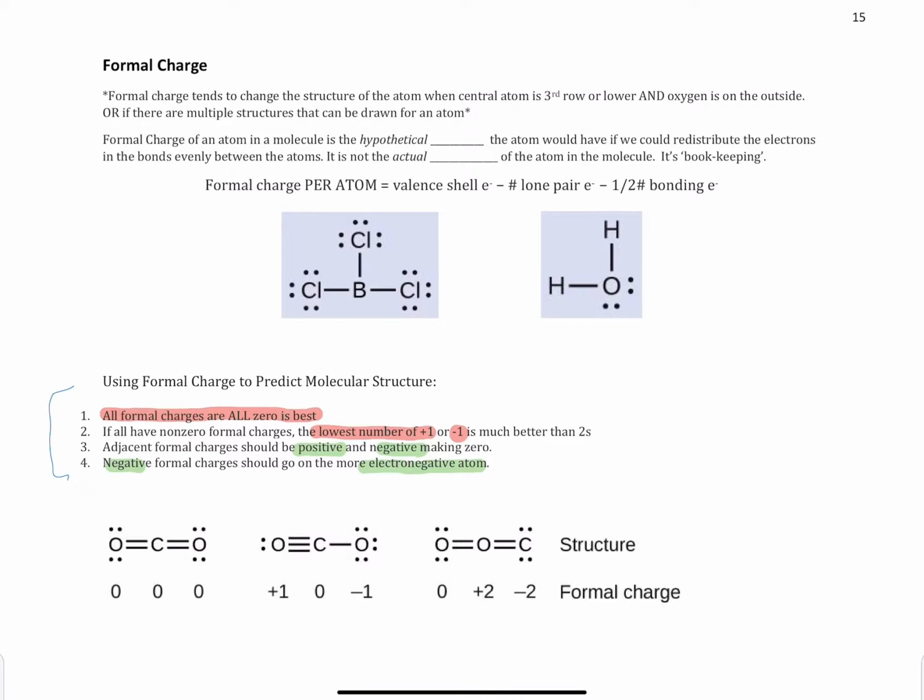And a little note: you'll see a little funny thing coming up where the central atom is the third row or lower, and formal charge is going to let us get to the structure that actually exists in real life. So formal charge of an atom is the hypothetical charge the atom would have if we distributed the electrons in the bond evenly between the atoms. It's not the actual charge. It's not a real thing at all. It's like record keeping or bookkeeping, except that it just works.